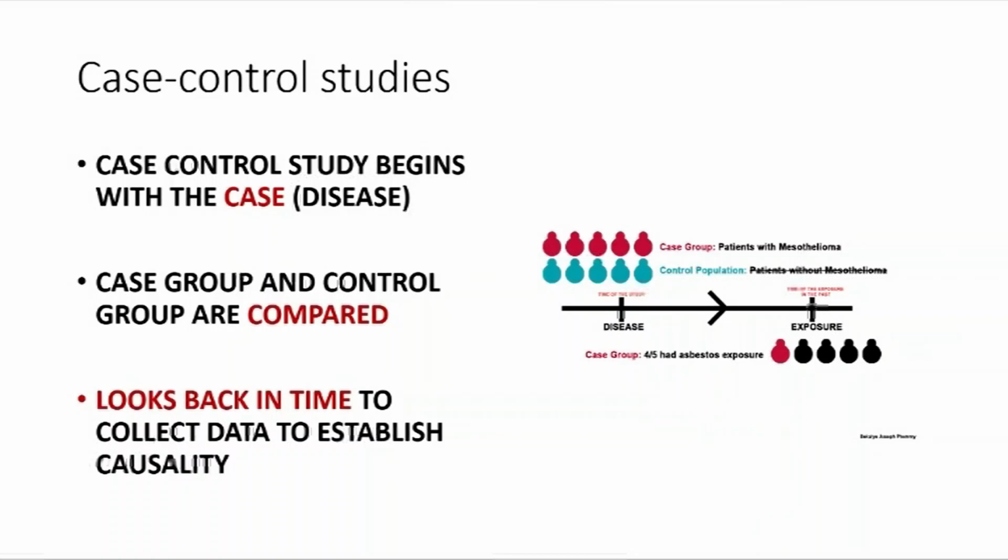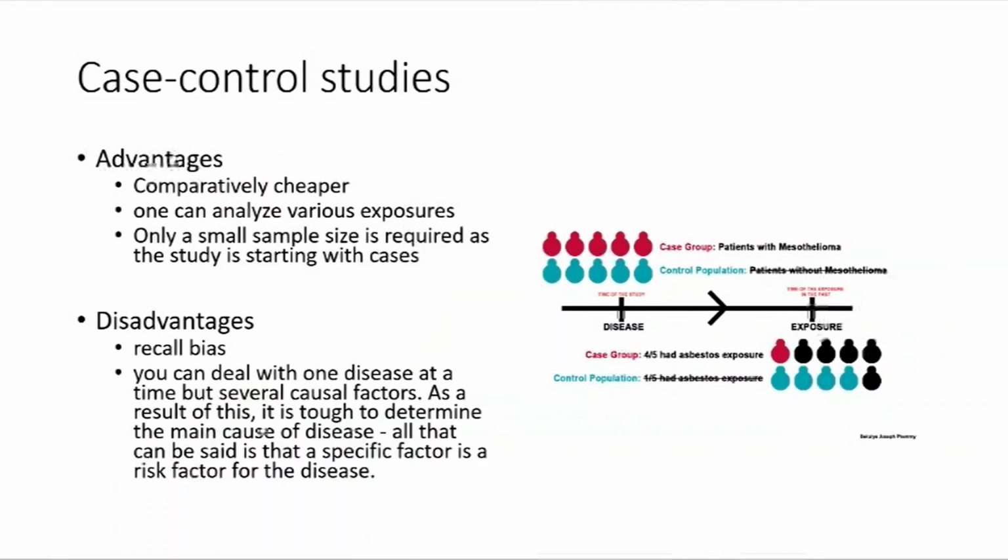4 out of 5 worked in a factory where they were exposed to heavy asbestos. Now in the control group, only 1 was exposed, and even this very one did not come down with mesothelioma. And with this, you can make your inference. One of the major advantages of case control is that it is comparatively cheaper when we compare it to cohort studies. We'll discuss that in a minute.